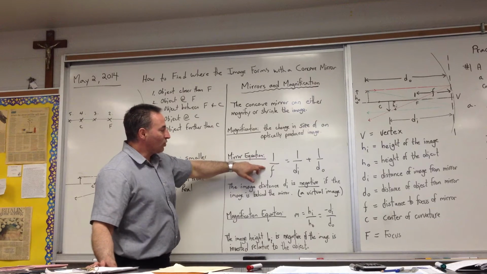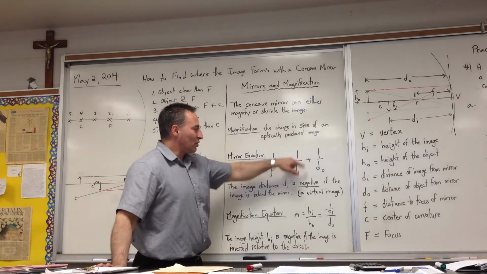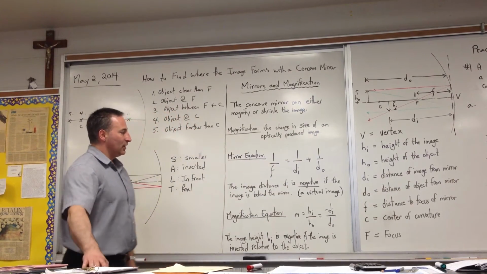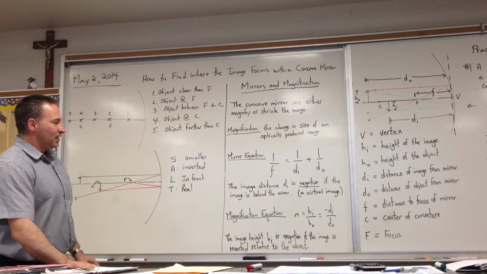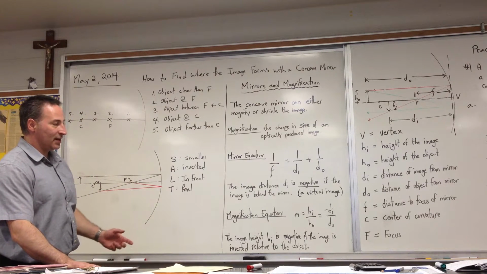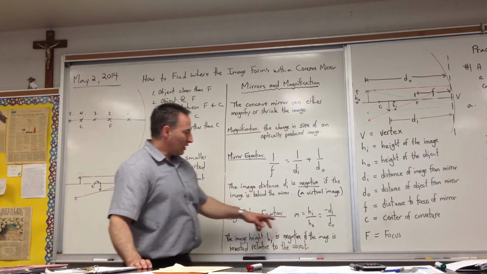There's 1 over the focal length, which equals 1 over the distance of the image plus 1 over the distance of the object. The image distance di will be negative if the image is behind the mirror. So that's what a negative result will mean. You can use the magnification equation as well.